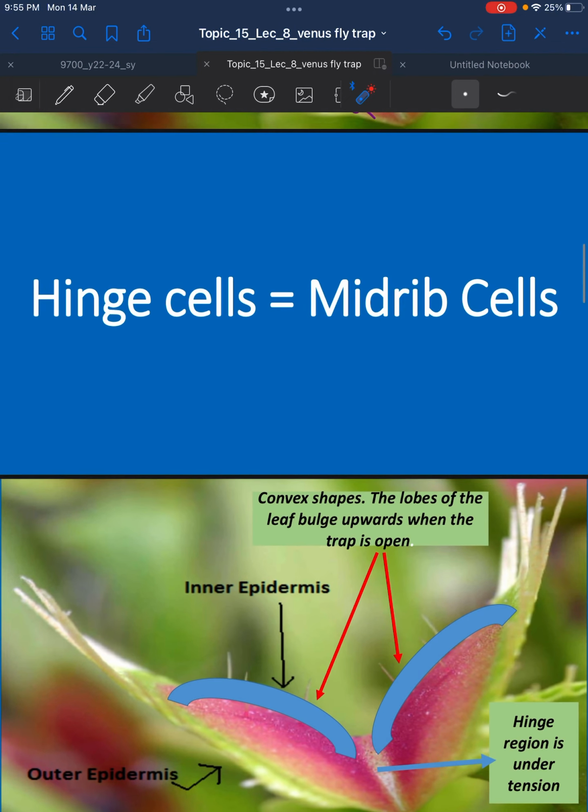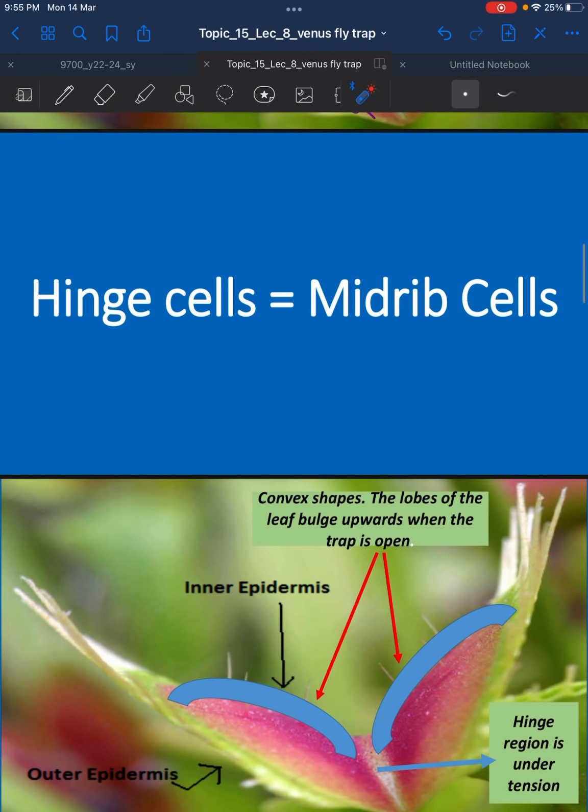Now we're going to look at this part here. When it's open, it has this convex shape, and the opposite is like this, which is concave. Just to recap all these different shapes: at the moment it's convex, so it's open.